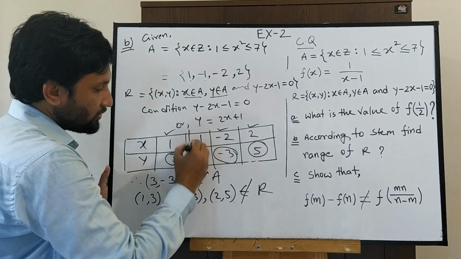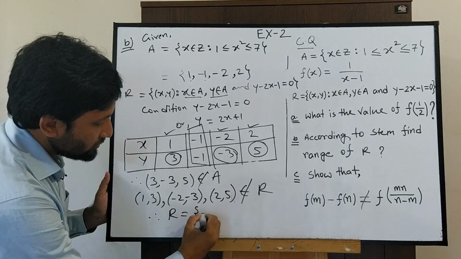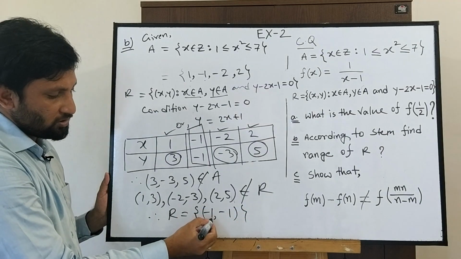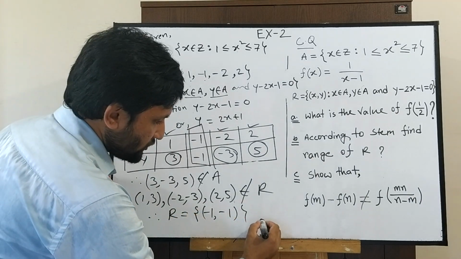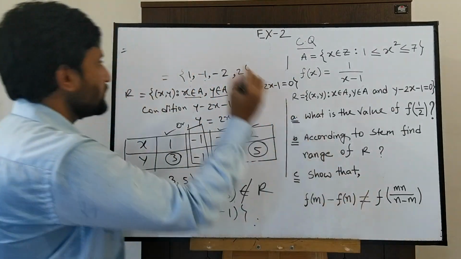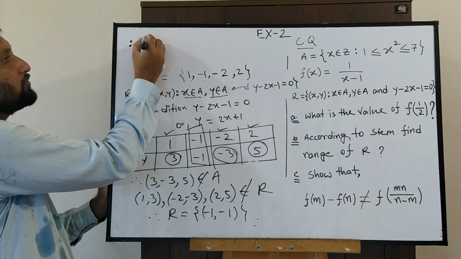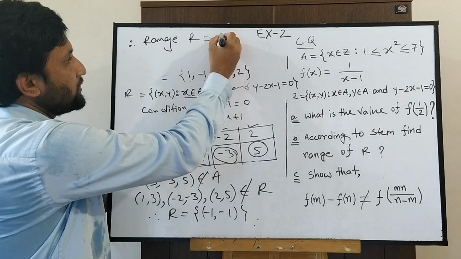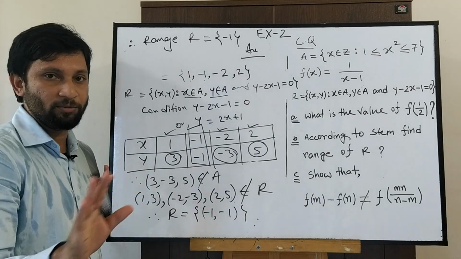So the elements of R are only these pairs. So R equals {(-1, -1)}. Therefore the range and domain are the same. Domain is -1 and range is also -1. According to the question we have to identify the range of R. So we can write range of R equals {-1}. This is the answer. I hope everybody is clear.